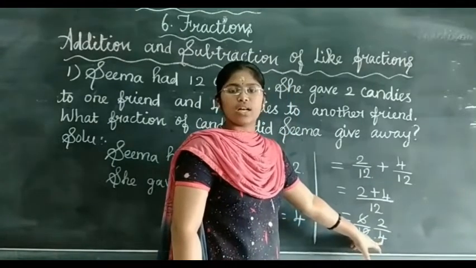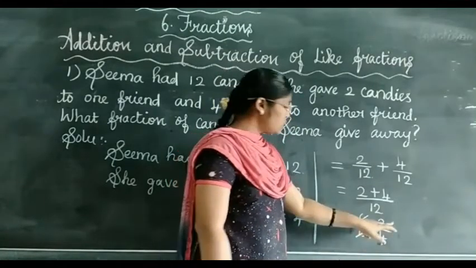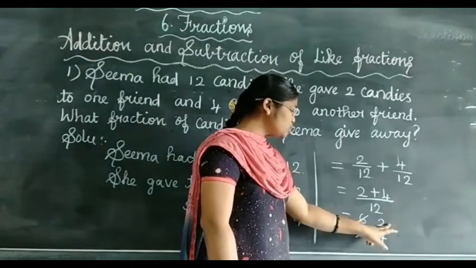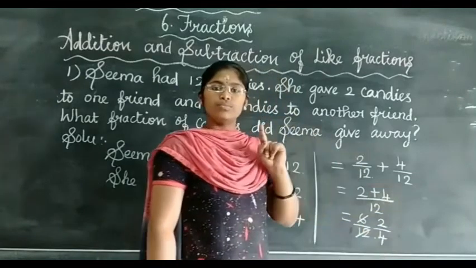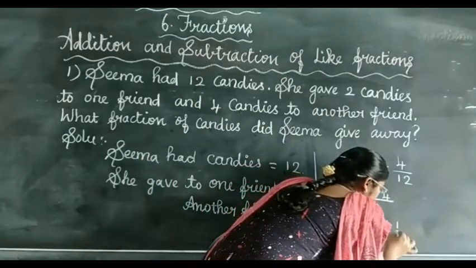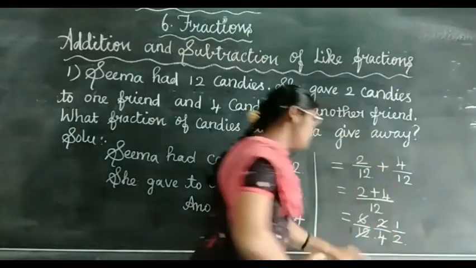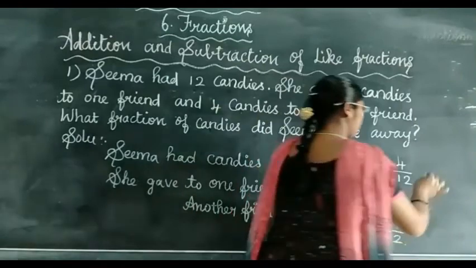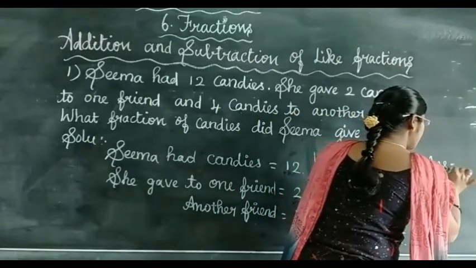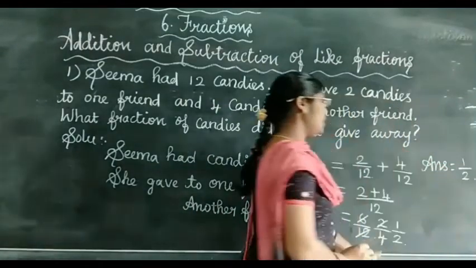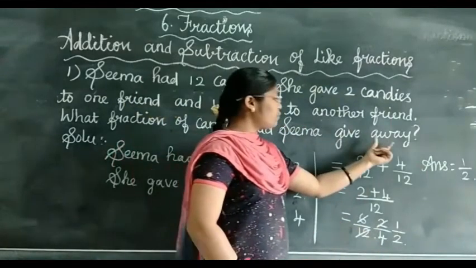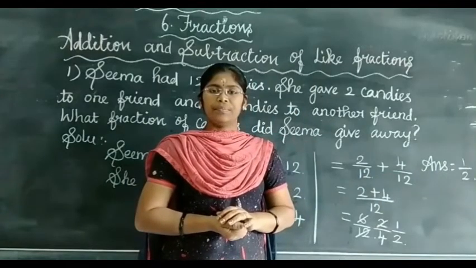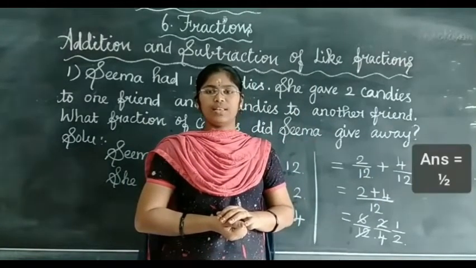Yes. 2 by 4 is also not in simplest form. Now we simplify this fraction. The common number of 2 and 4 is 2. 1 2 is 2 and 2 2s are 4. Now the fraction is 1 by 2. Yes. At last answer is equal to 1 by 2. Seema gave away 1 by 2 fraction of candies. Is it clear children?